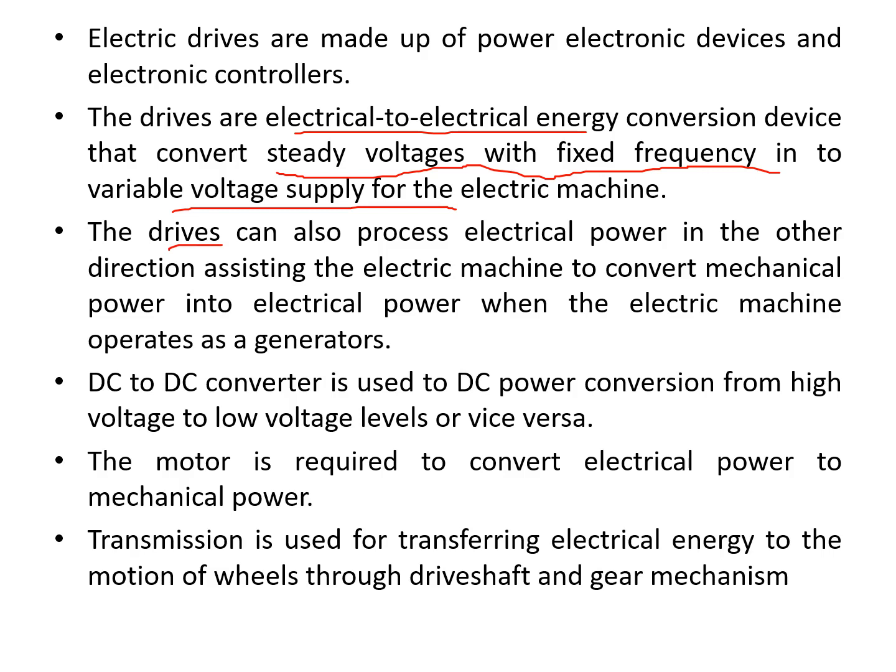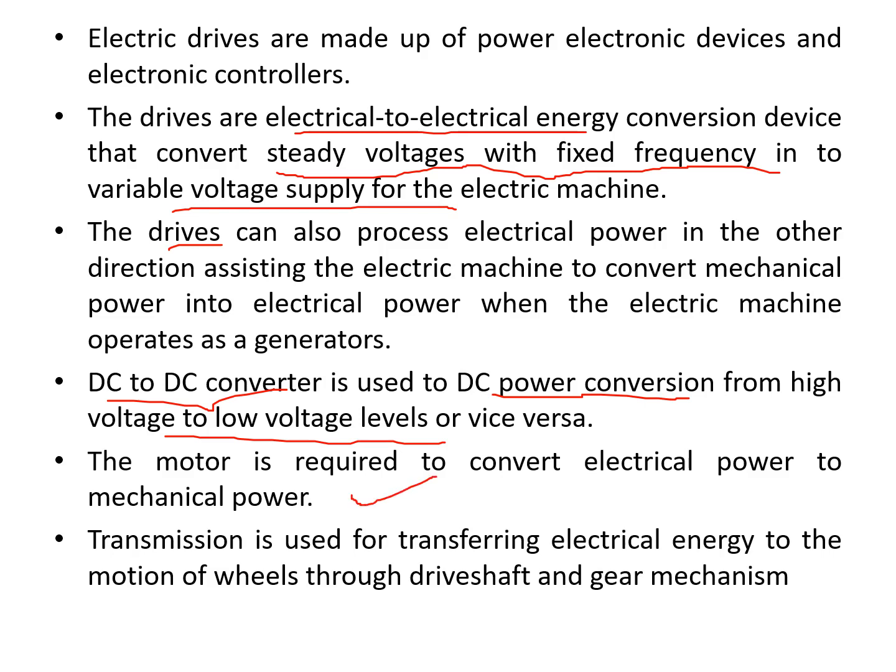A DC to DC converter is used for DC power conversion from high voltage to low voltage levels, or vice versa. Why DC here? Because we are using battery storage devices. The battery as a storage device always stores the energy in the form of DC. So a DC to DC energy converter is required, and DC power conversion from high voltage to low voltage levels, and vice versa, is possible. The motor is required to convert electrical power to mechanical power.